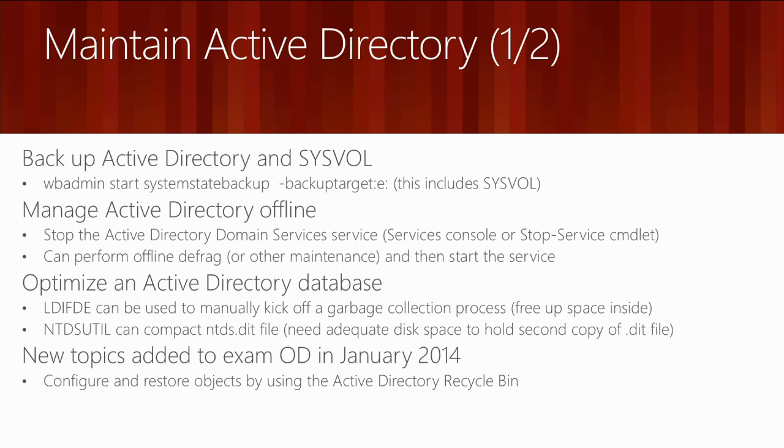And then the new topic is configure and restore objects by using the recycle bin. I don't list anything more on that, but you want to be aware of, first, how to add it. We talked earlier about the forest functional level. You want to know how to restore stuff with the recycle bin. You can do it pretty much two ways: ADAC, the Active Directory Administrative Center, or through PowerShell. I don't know if I talk about that coming up or not, but Restore-ADObject would be your commandlet.